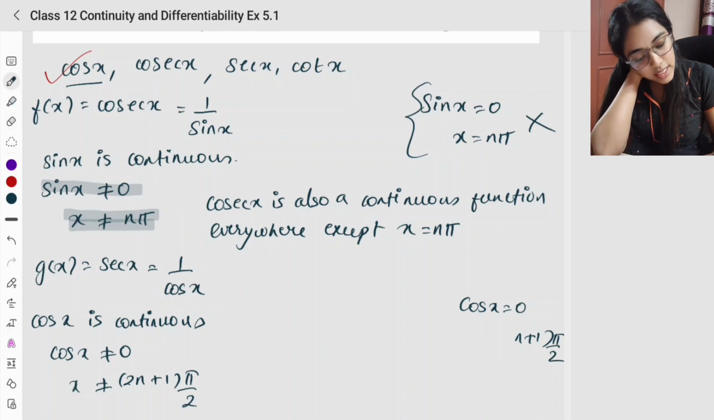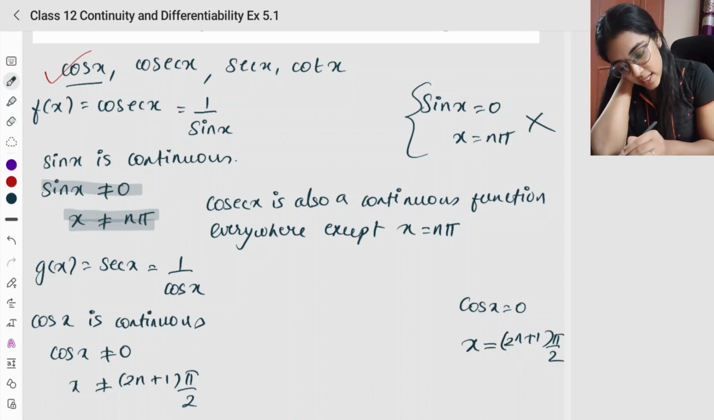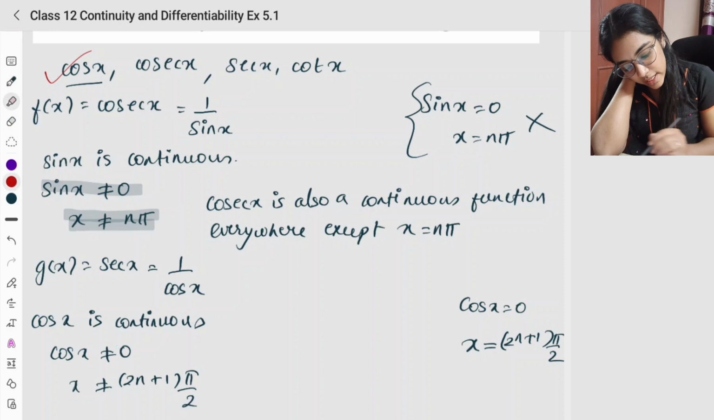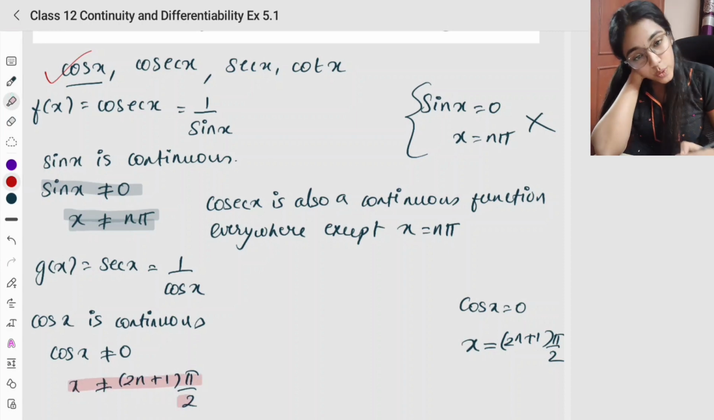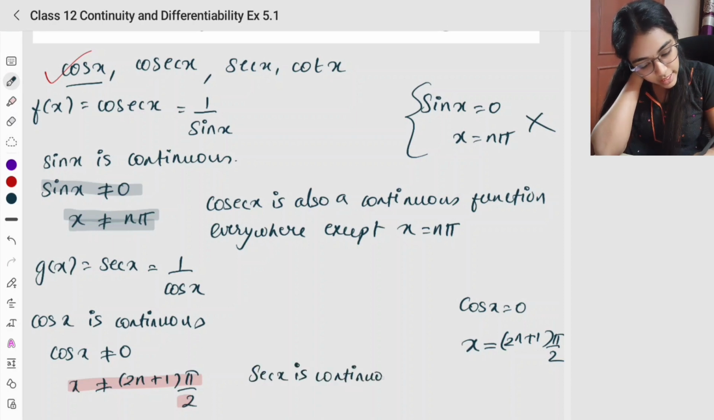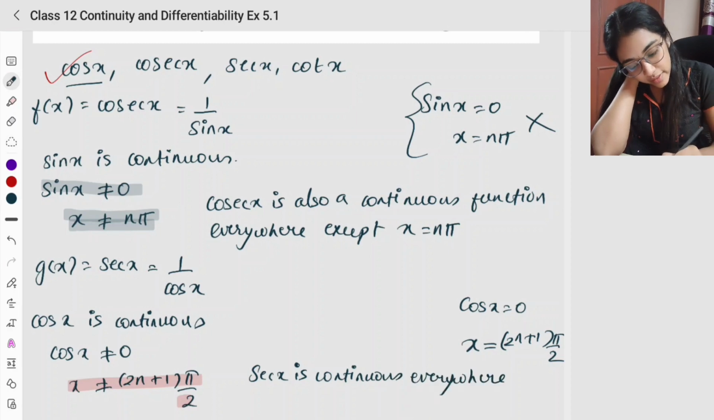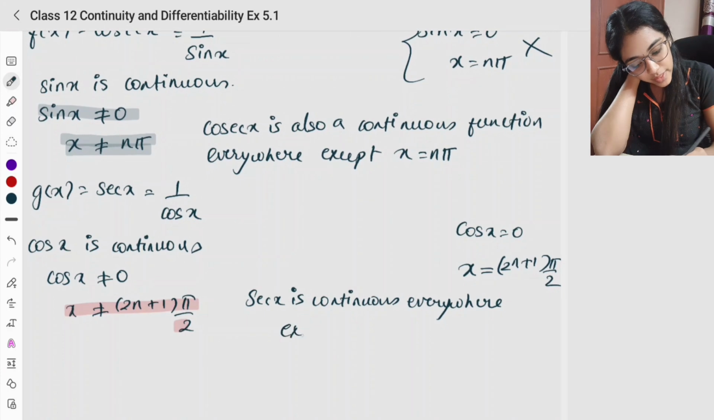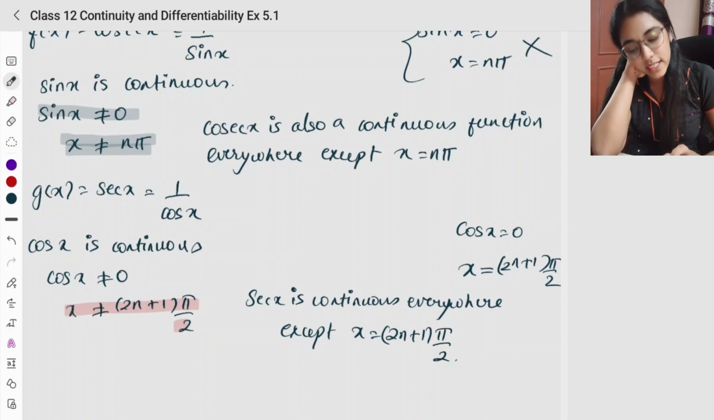So in this case, I will have x not equal to 2n plus 1 times pi by 2. So secant x is also continuous everywhere except x equal to 2n plus 1 times pi divided by 2. This is how you write your answer. You have to remember all these conditions.